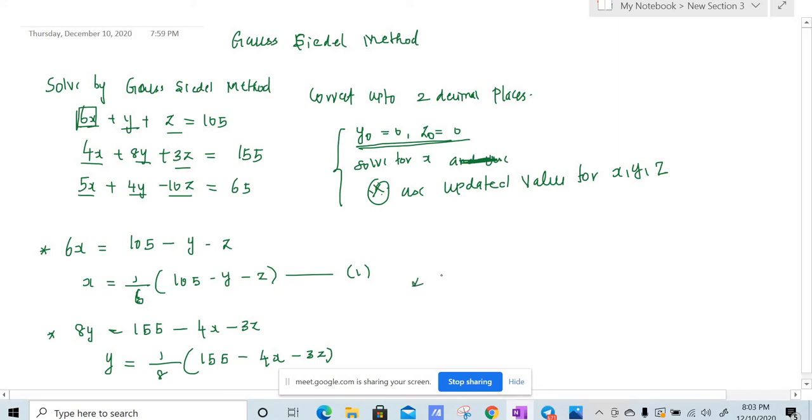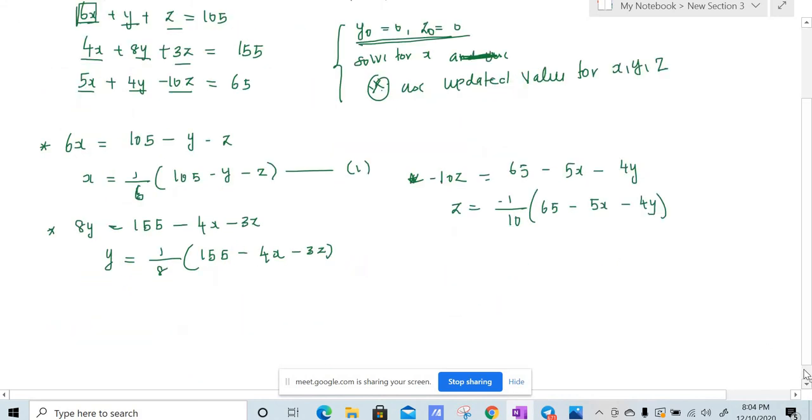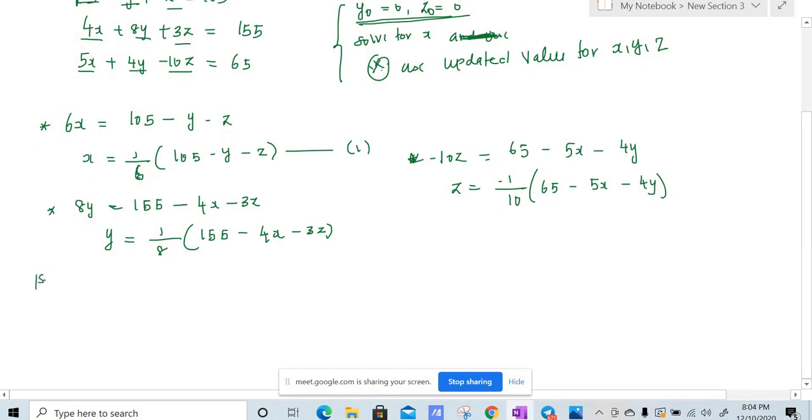So it will be minus 10z is equal to 65 minus 5x. It is not that you have to take largest x, largest y, largest z. If you take largest x, largest y, largest z, you'll get the answer very quickly, right? So here we will have minus 10z is equal to 65 minus 5x minus 4y. That means z is equal to minus 1 by 10, 65 minus 5x minus 4y. So this is our x, y, z now. So first iteration.